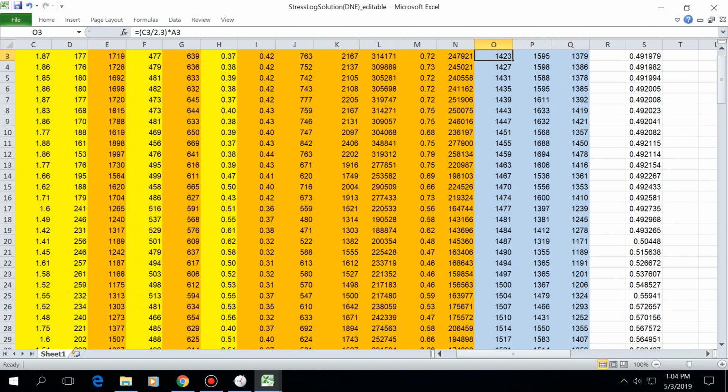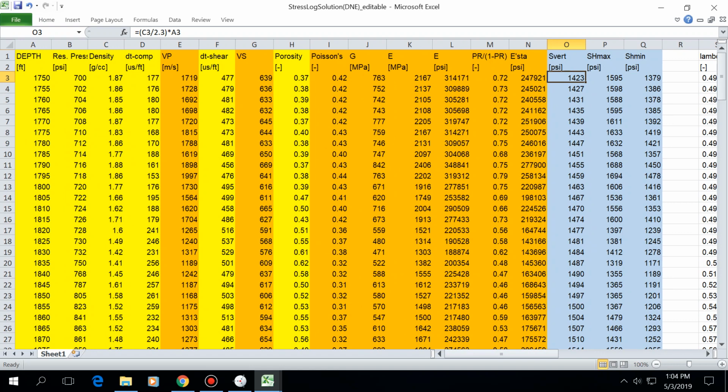So the yellow columns are the data, okay? Depth, column A, reservoir pressure or pore pressure, column B. Then you have mass density, compressional slowness, and shear slowness. How do you determine compressional slowness and shear slowness? Yes, and then, but how do you actually do that?